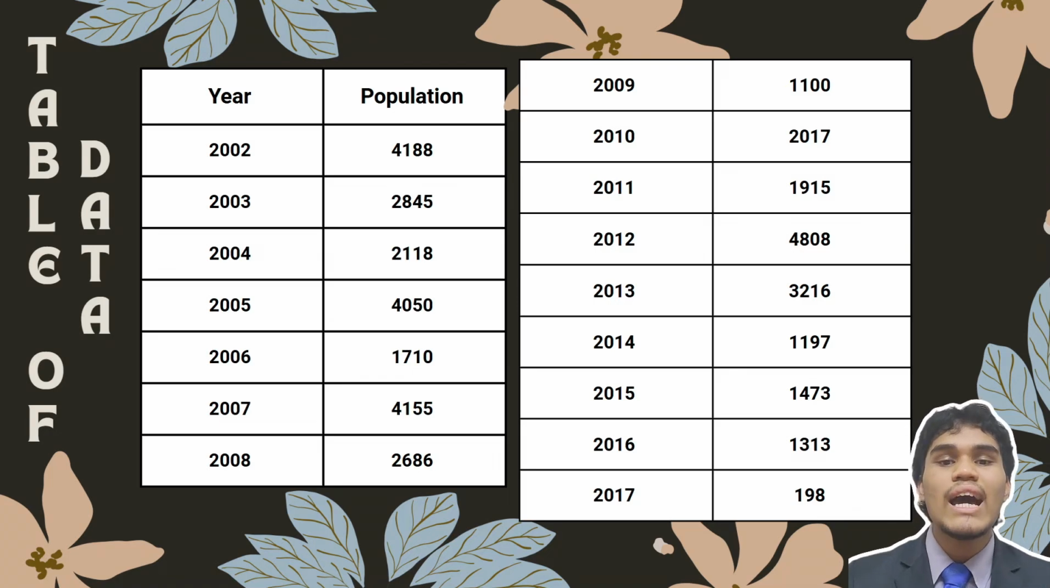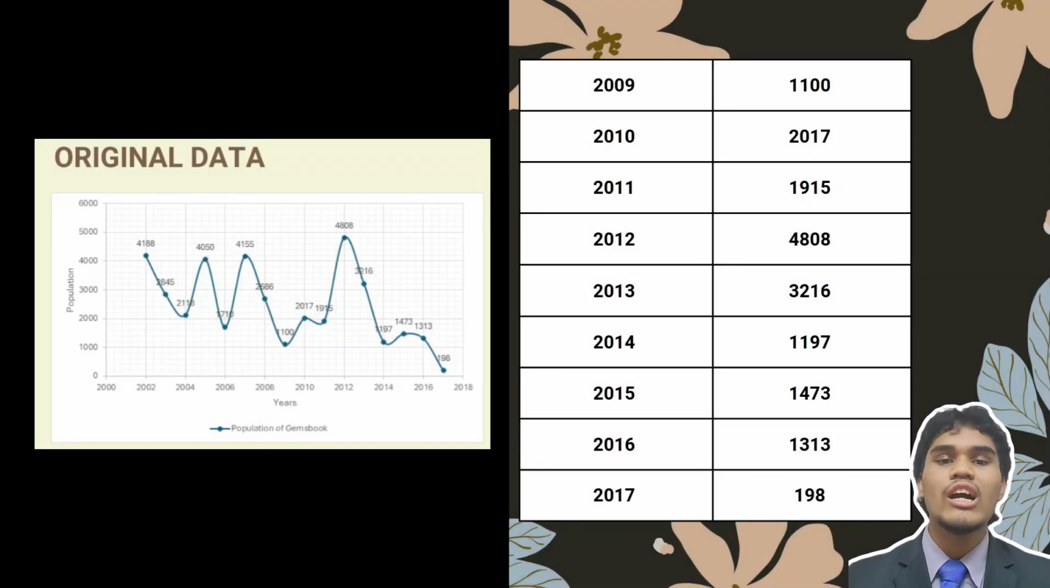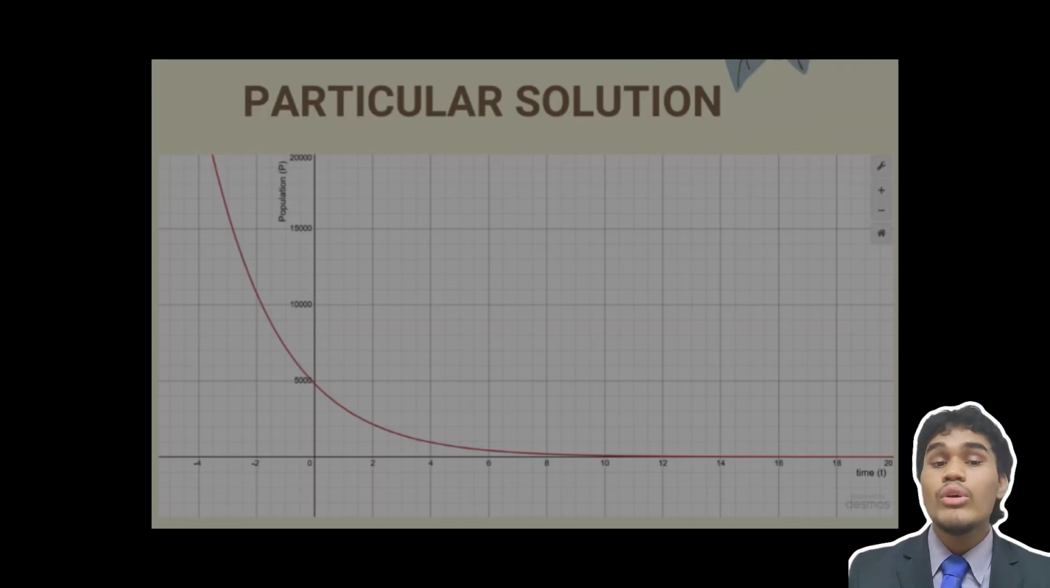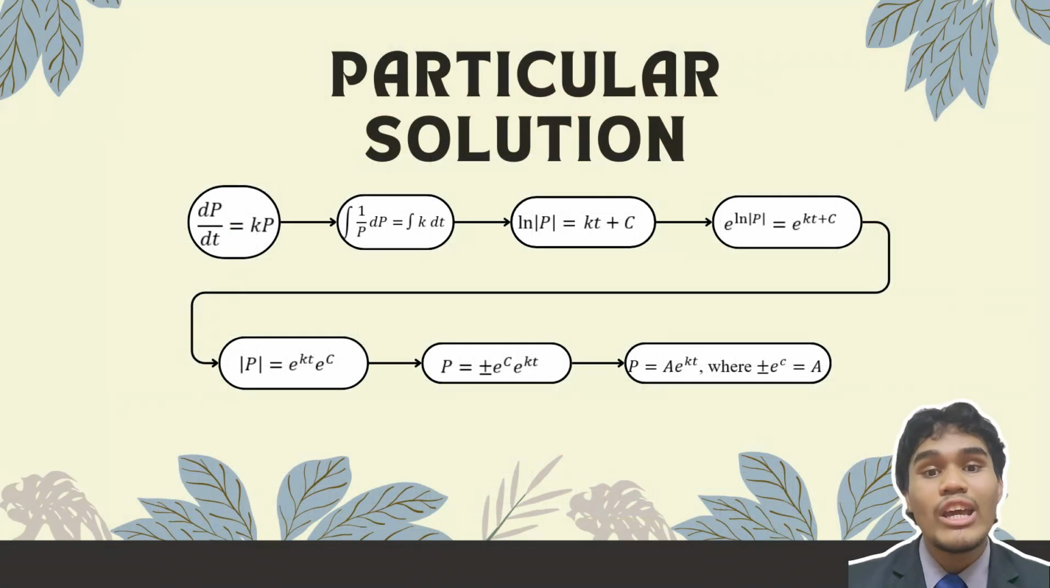Now, we will analyze the decline of the Gemsbok population using the differential equation. Let's dive into the data and the math behind this trend. Here's the population data from 2002 to 2017. Notice the fluctuation, with peaks like 4,808 in 2012 and drops like 1,197 in 2014. That's quite a lot. Our goal is to model this decline to predict future and past trends. Alright, without further ado, let's get into the solution.